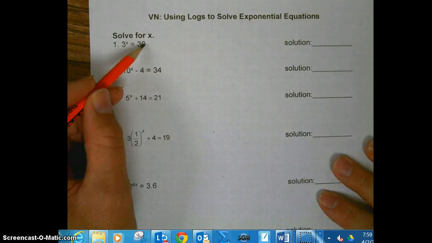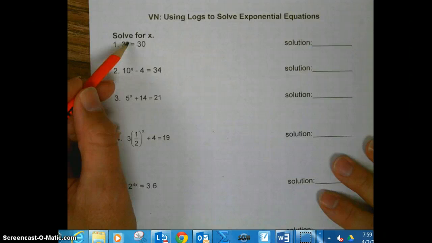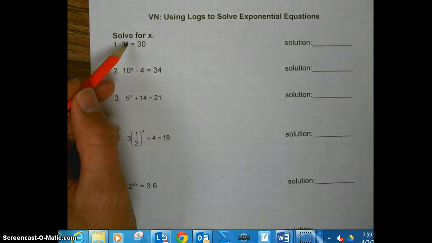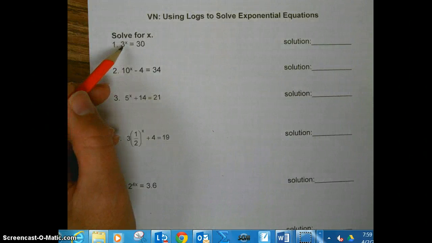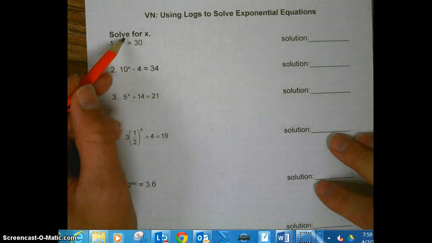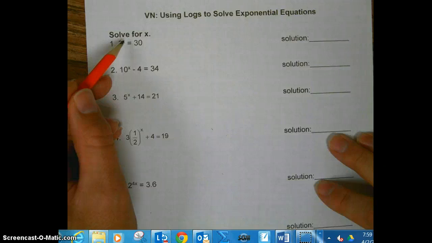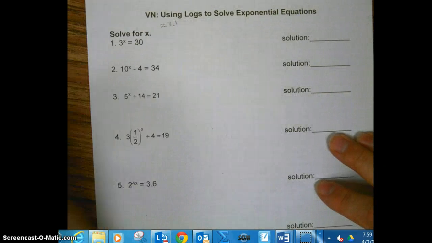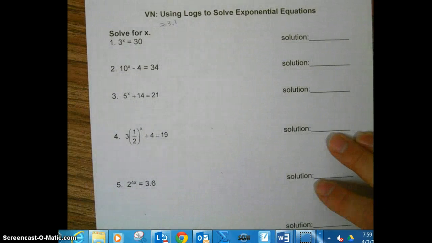Well, we know 3 to the third power is 27, okay? And so it's going to be a little bit more than 3. 3 to the fourth power is 81. So we know it's going to be approximately 3.1. So I'm going to do an approximate here of 3.1. Let's see what it actually is.